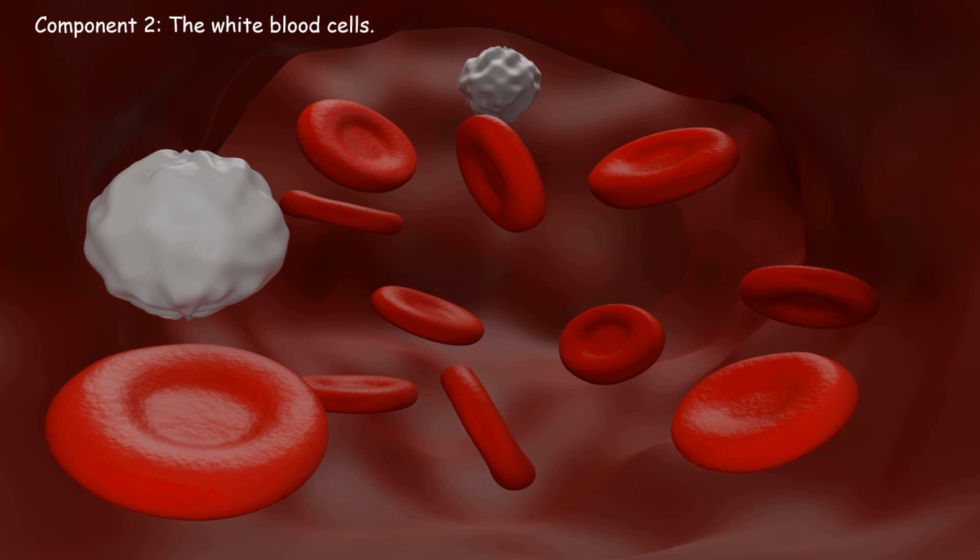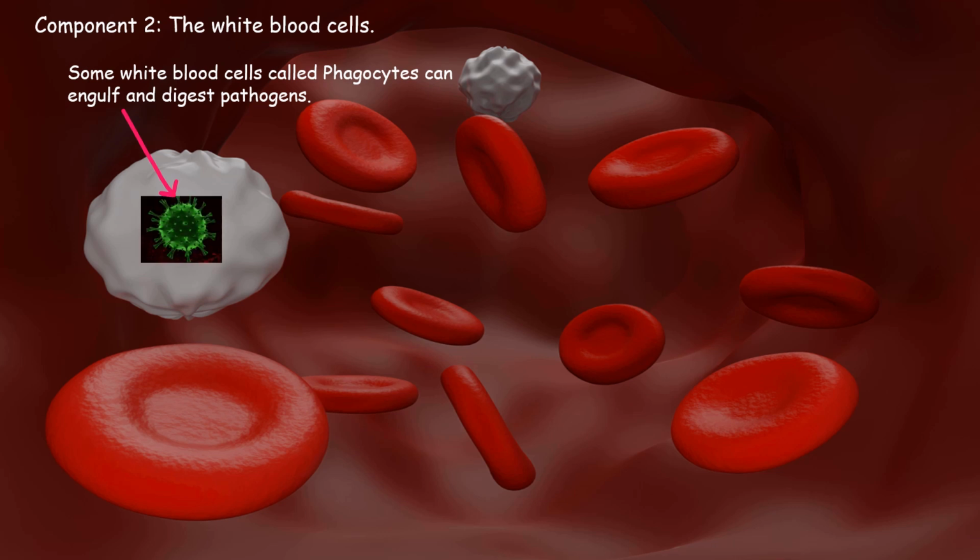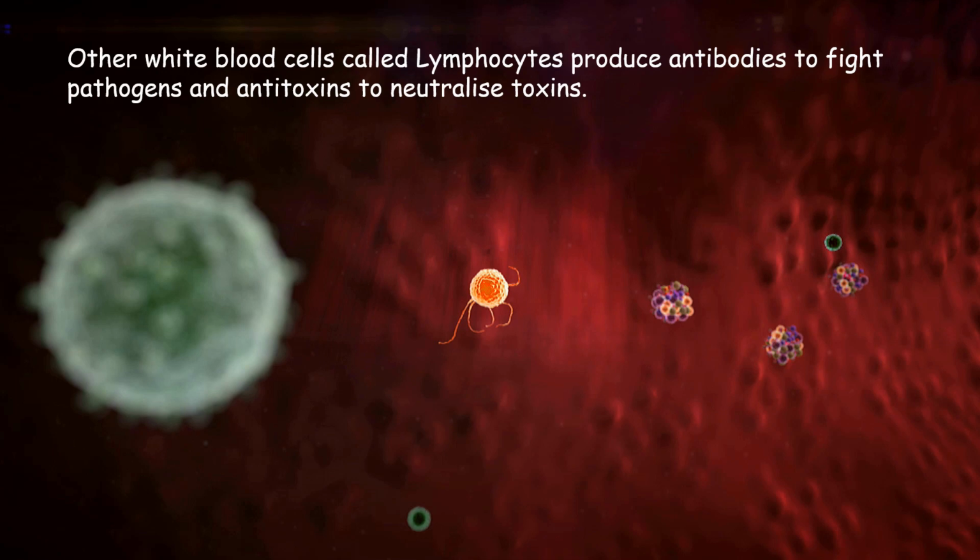The second component in the blood is the white blood cells. Some white blood cells, called phagocytes, can engulf and digest pathogens. This is a white blood cell here, a phagocyte. Inside it is a virus. It will digest and destroy the virus.